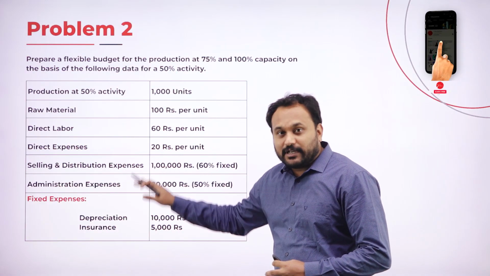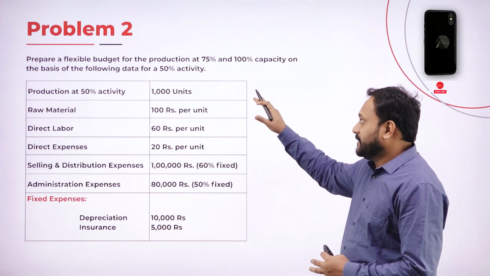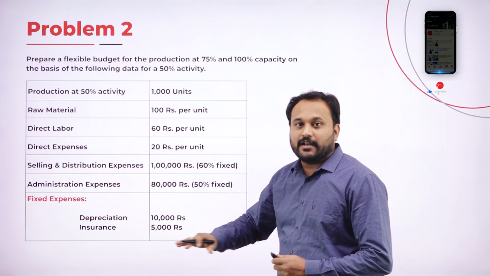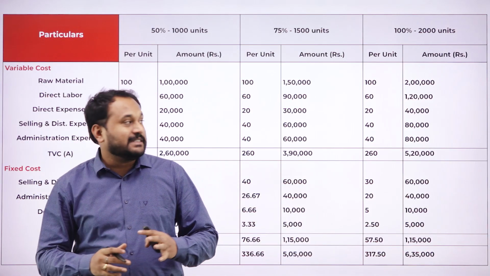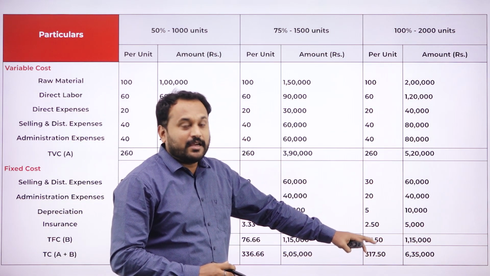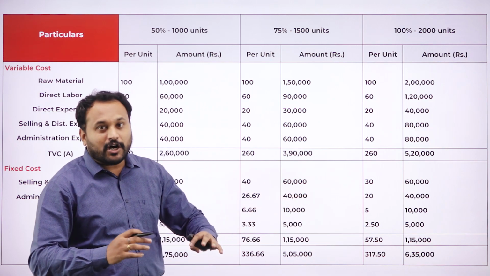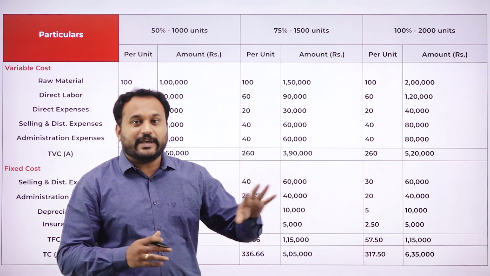The second problem which I actually gave you yesterday is this: prepare a flexible budget. I had given you the question and we solved it together. The only thing is the 100% capacity which you are supposed to do. This is what the answers are. Please do copy if you have not written the answers. If you have written the answers, then please verify this.